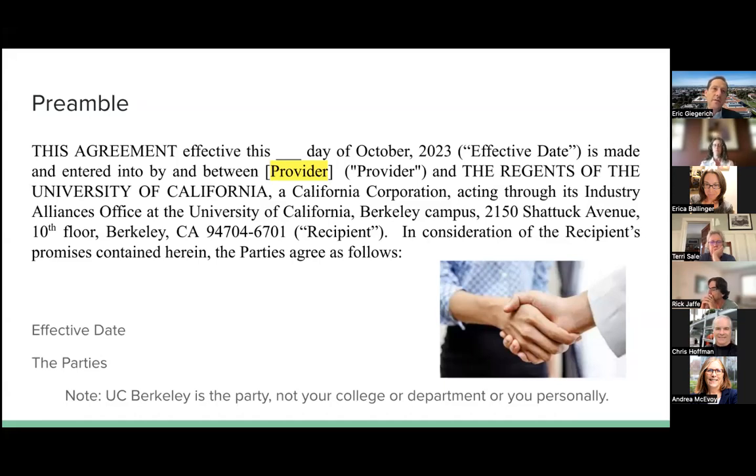Sometimes, as with non-disclosure agreements, there can be a survival period, probably not with the data use agreement, but it's important to know how long you have access to the data, particularly if you're completing some research. You want to make sure that you have the data for long enough. And then also, as I said, the parties, and we recommend that UC Berkeley or the UC Regents is the party, not your college or department or you personally.